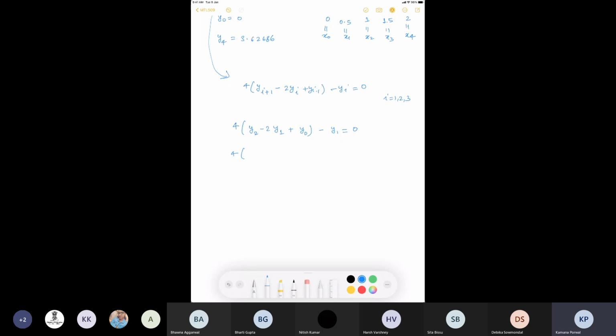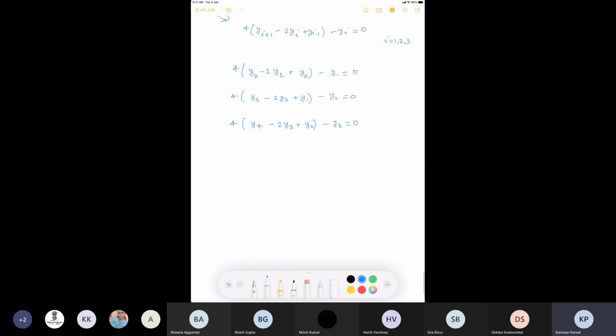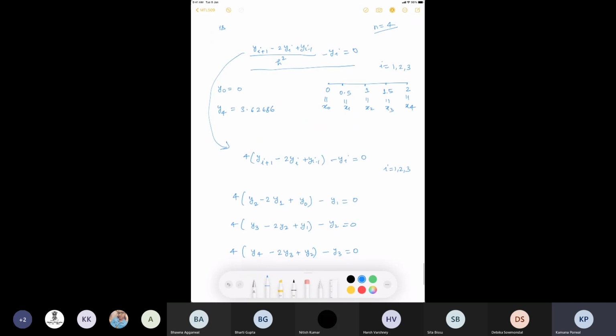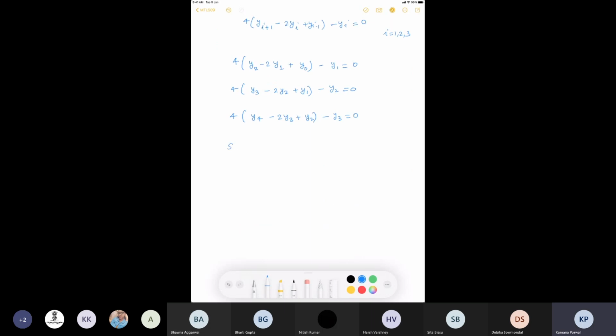The second equation, when you take i equal to 2, we will get this as y3 minus 2 y2 plus y1 minus y2, this is equal to 0. And the last equation, when you take i equal to 3, we will get this as y4 minus 2 y3 plus y2 minus y3. This is equal to 0. And we know the values of y0 and y4, right?